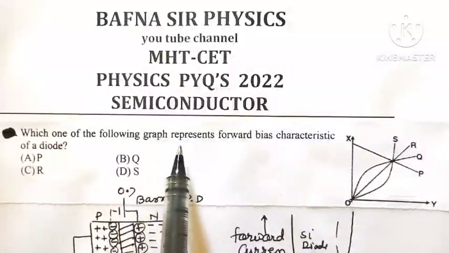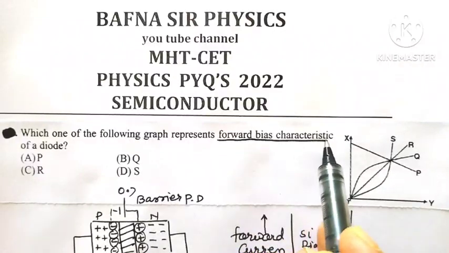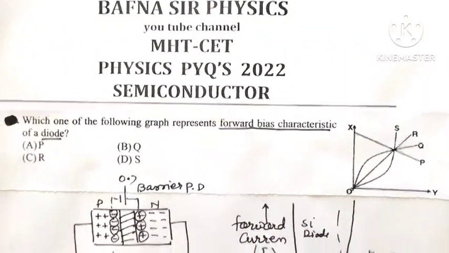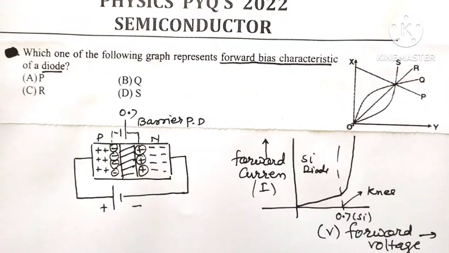Which one of the following graphs represents the forward bias characteristics of a diode? Now, here we were given a few graphs and we have to identify which graph will represent forward bias characteristics.